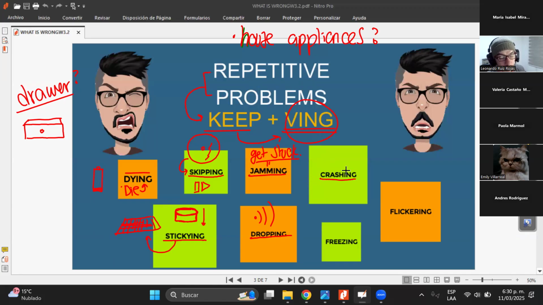Crashing, then we have it when an operating system stops working. For example, I turn on the computer, the laptop, yes. And when I turn it on, it says error.